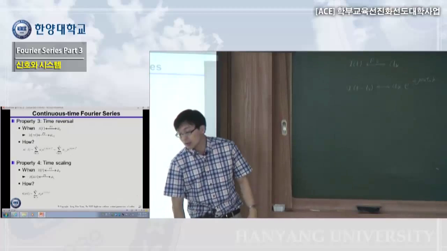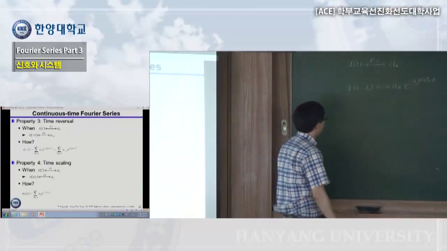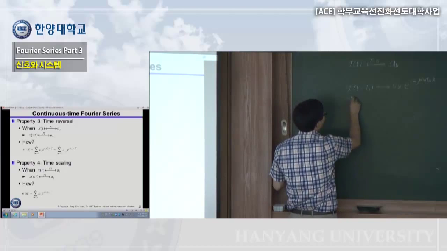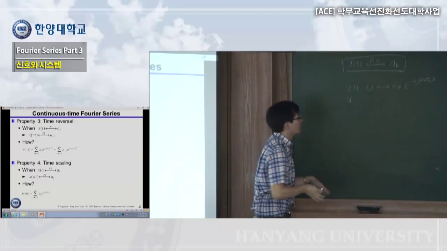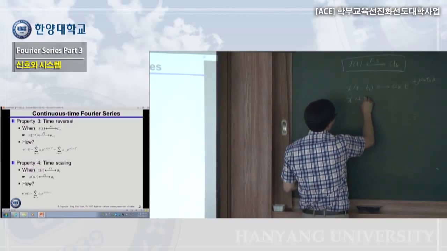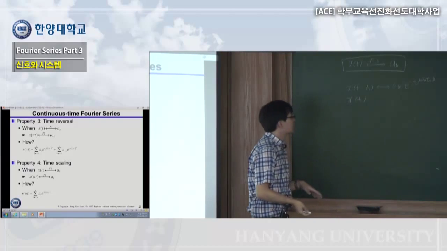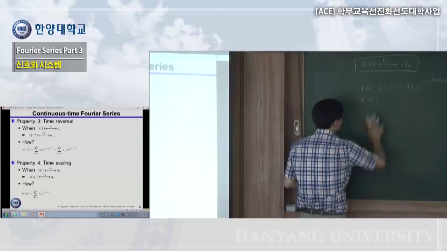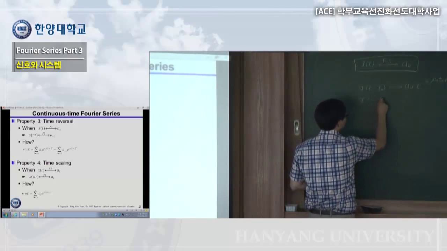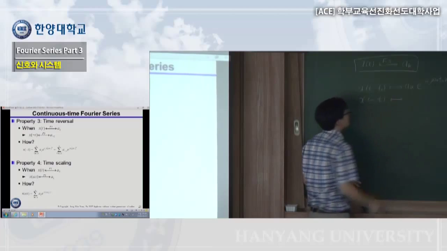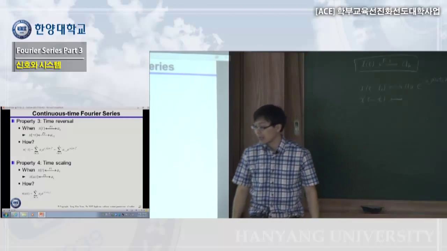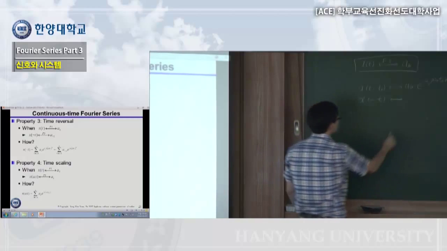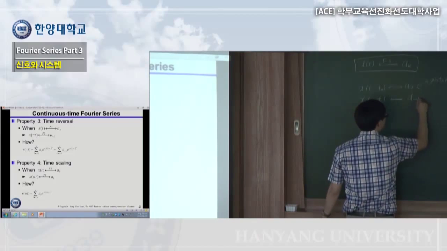So we have dealt with linearity and time shifting. Now what? Time reversal. Say we have the same assumption as before. Say we have this. What about this? What is it? Minus t, time reversal, reversed by time. What is it? The answer is a minus k.